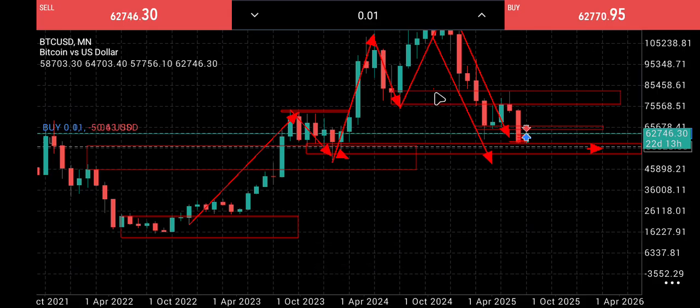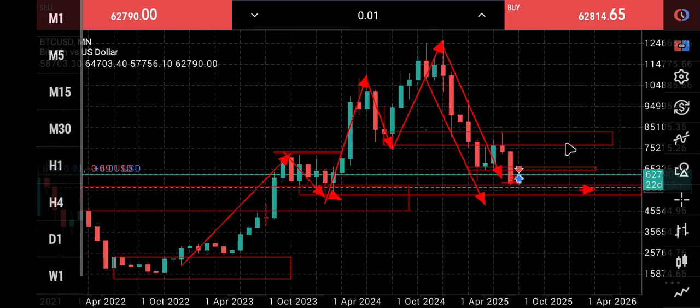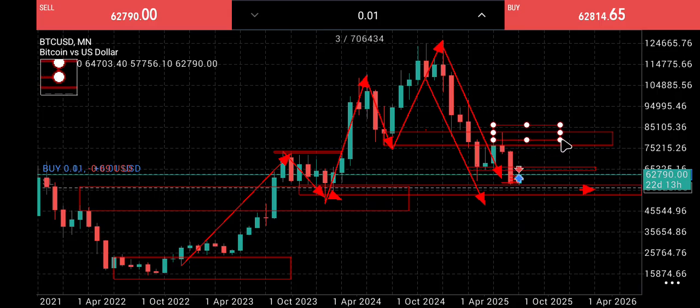This support area was broken by this impulsive move, because this is a pullback. Here we have an impulsive move, a pullback, impulsive move, a pullback, impulsive move, pullback. So this pullback headed to break this support area, then it turned into a resistance at this area. We had a resistance here, right?